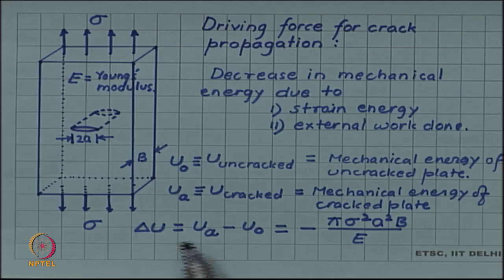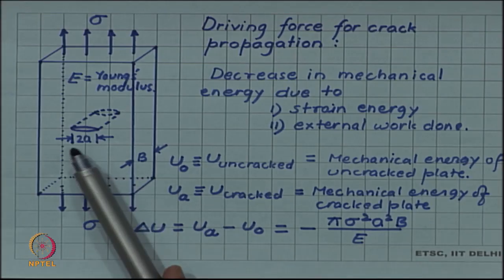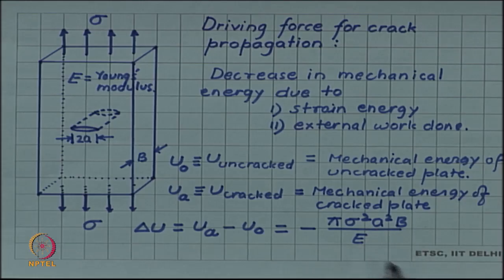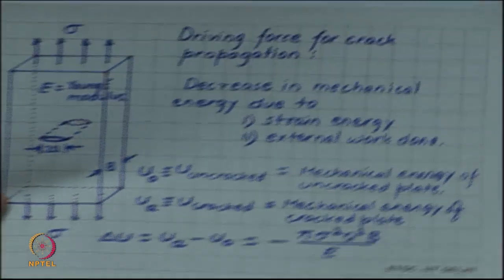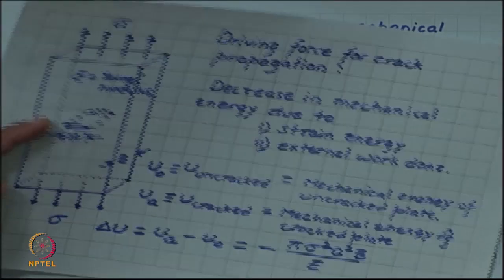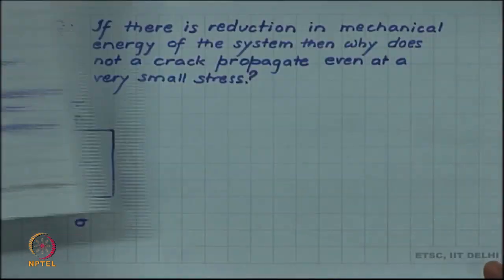So, this is the difference in the mechanical energy. The negative sign shows that the mechanical energy is decreasing, and it is decreasing by this amount, that is, pi times the square of the stress times the square of the half crack length times the thickness divided by the Young's modulus. So, the higher the applied stress, the more the decrease in elastic energy. The higher the crack length, the more the decrease in elastic energy. Higher thickness will also lead to a greater decrease in elastic energy, but a higher modulus leads to a lower decrease in elastic energy. So, this is the driving force for crack propagation, the reduction in mechanical energy.